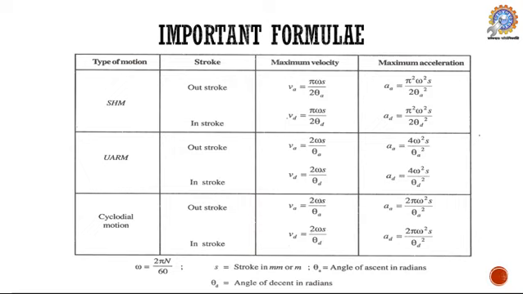The angular velocity omega is given by 2 pi n by 60, where in all these formulas the term s is the stroke in millimeters. In the displacement diagram I have clearly mentioned what the stroke is. That means the overall lift given to a follower while the cam rotates in a particular direction. Theta a is the angle of ascent in radians. Theta d is the angle of descent in radians. That means we have to consider both strokes, the outstroke as well as the instroke.